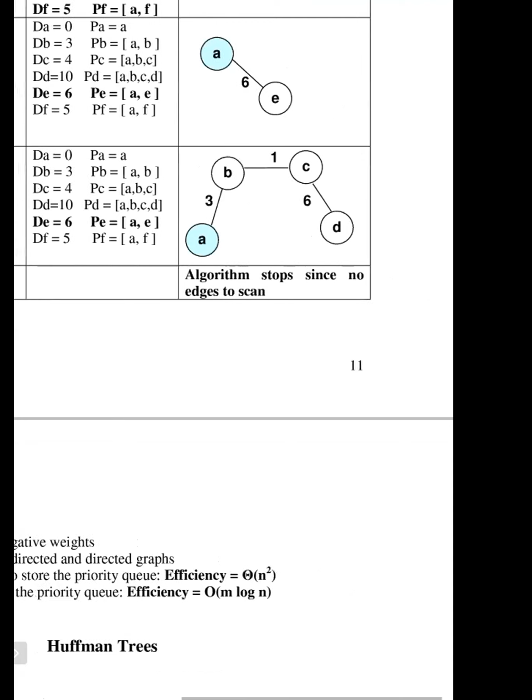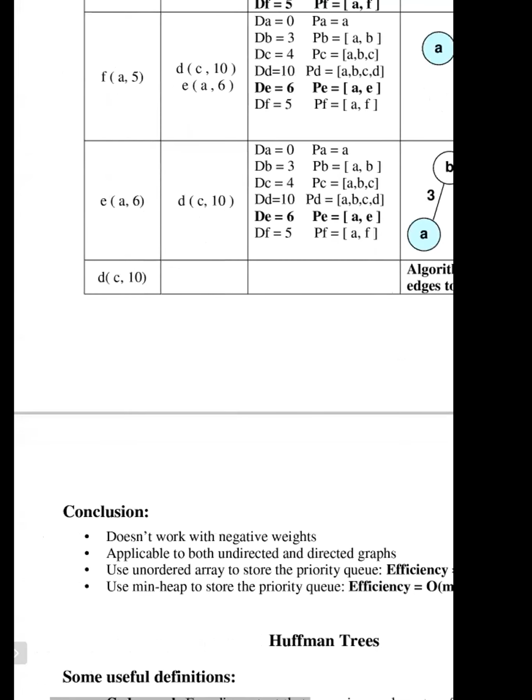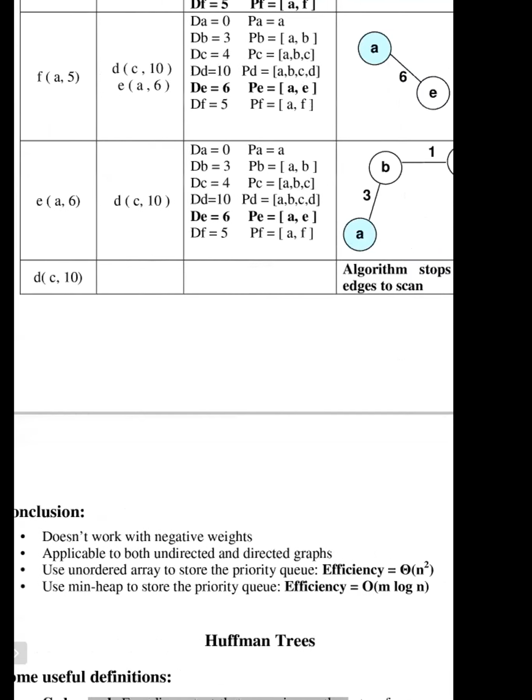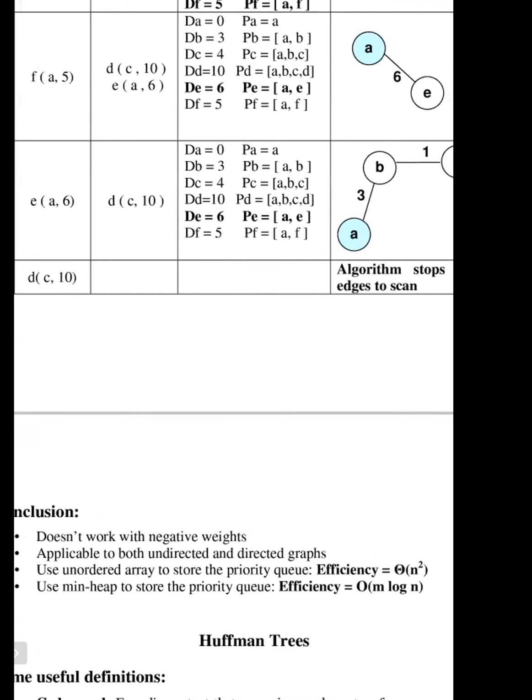So this algorithm stops since there are no edges to scan. When D comes to 10, no edge remains to scan, so the algorithm is stopped. So this is the Dijkstra algorithm, a very important algorithm for finding the shortest path from the source to all the remaining vertices.